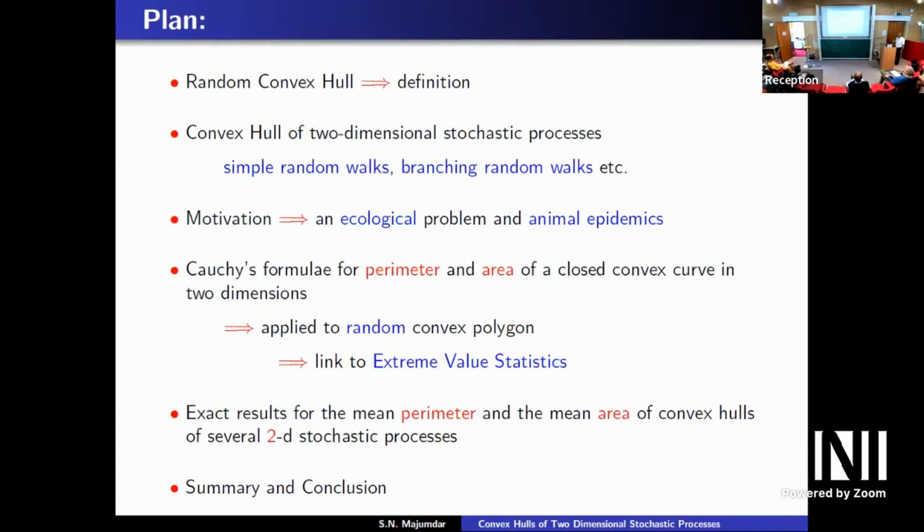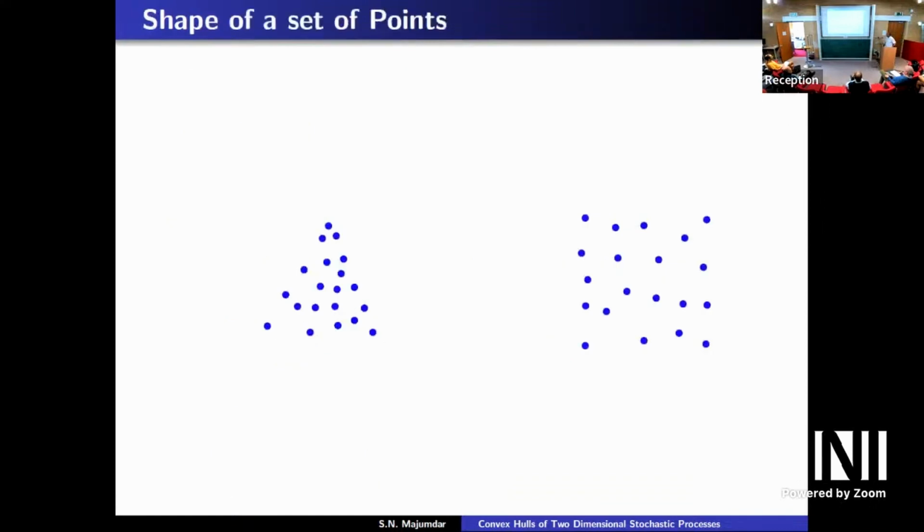So let me start with convex hull. So many people know about convex hull, but let me just remind you. So let's imagine that I give you a set of points like here or like this, and ask you, what is the shape of this set of points? Now, this is a very ill-defined question. Like, what do you mean by shape? But nevertheless, when you look at this, you will tell me roughly that this looks like a triangle and this looks like a square.